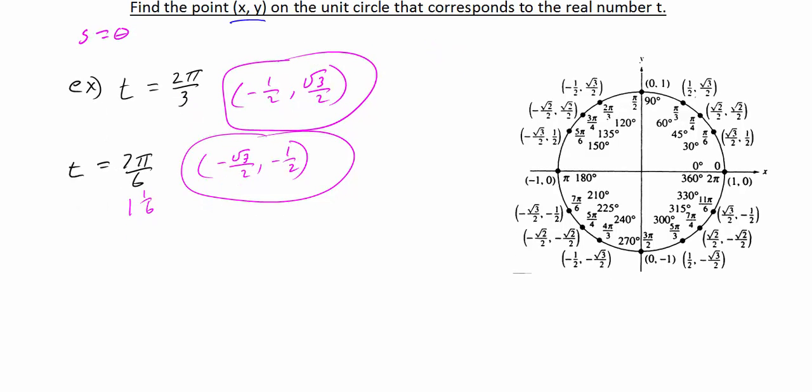All right, let's try another example. Let's say that we have t equals 10 pi over 3.